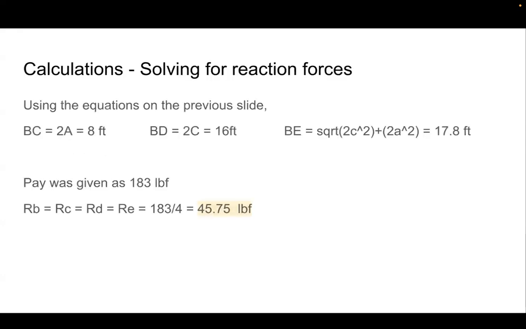Next. These are our calculations, where we're solving for reaction forces. From the equation provided in the previous slide, we calculated that RB, RC, RD, and RE are all equal to 45.75 pound-foot since the single swing is symmetrical.